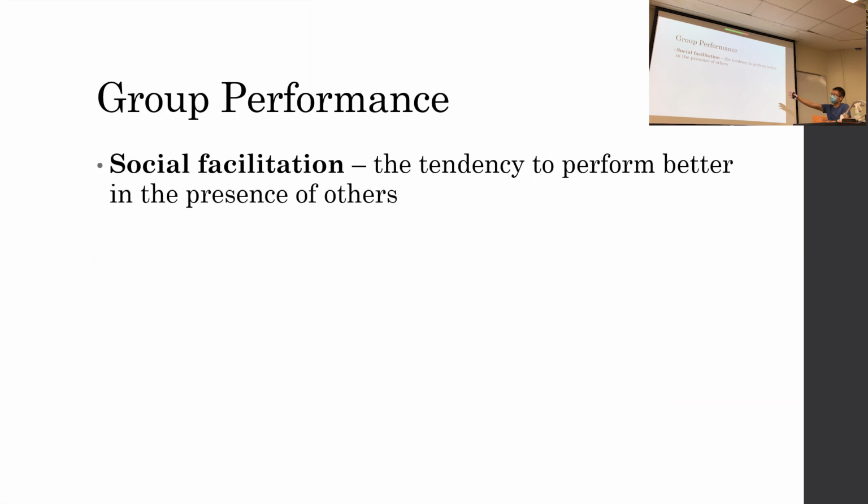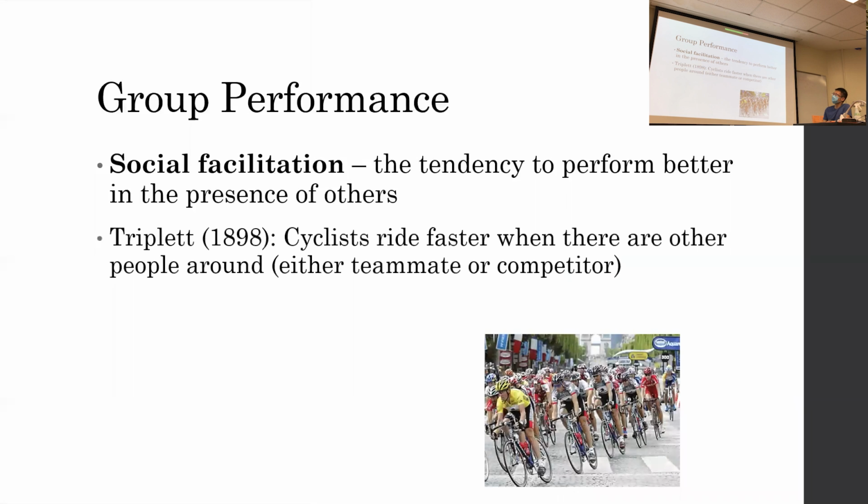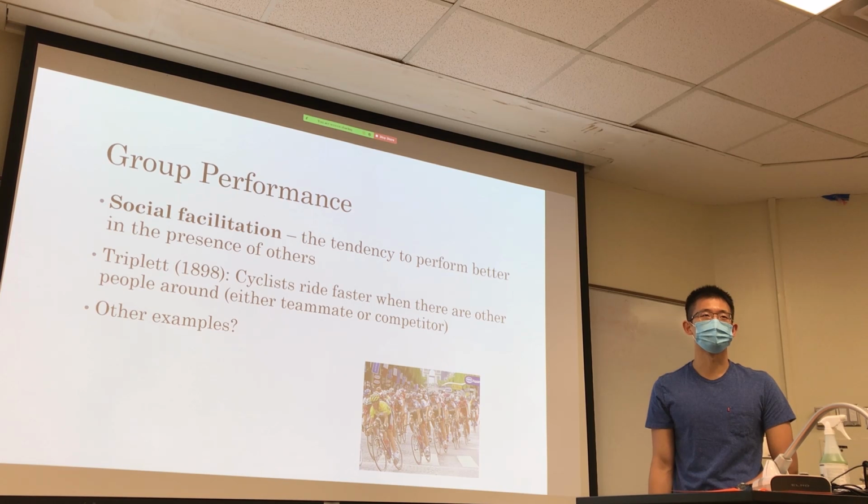So social facilitation is the tendency to perform better in the presence of others. I think we mentioned this, it's the triplet study. They found that cyclists ride faster when there are other people around. They can be either their teammates or their competitor. Either way, cyclists will ride faster, or even audience. That's called social facilitation. Do you think that it applies to other situations or other animals?